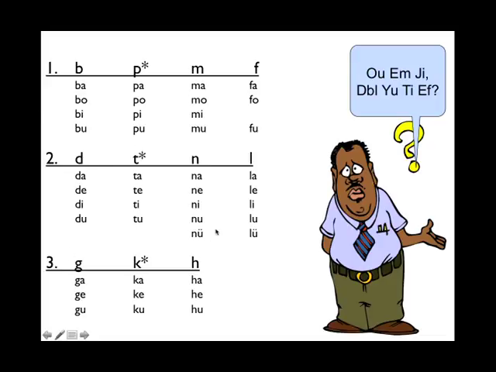So here are all of the combinations we've learned so far for the first three lines. Please notice that with N and L, you can have both U and Ü. So we have Nu, Nü, Lu, Lü. But the other groups of sounds never occur with Ü.